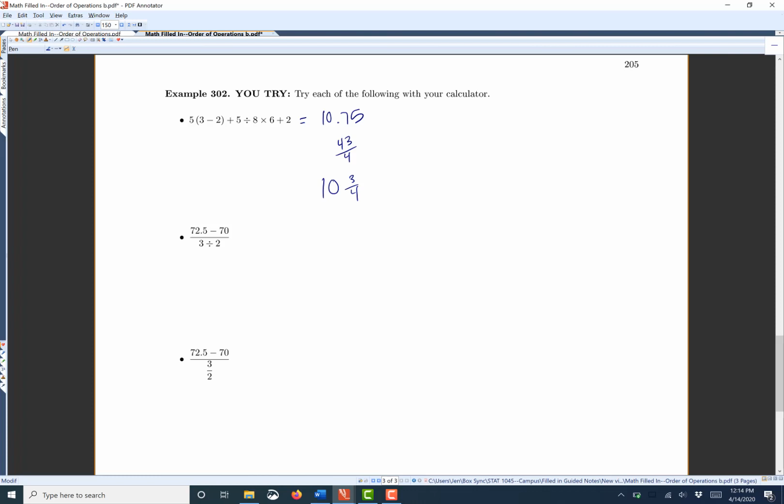In this class, I am not very picky about whether you have decimals, fractions, percentages, but we will have another math skills video about how to change back and forth between the three of these. These are all equivalent. Any of those would have been okay.